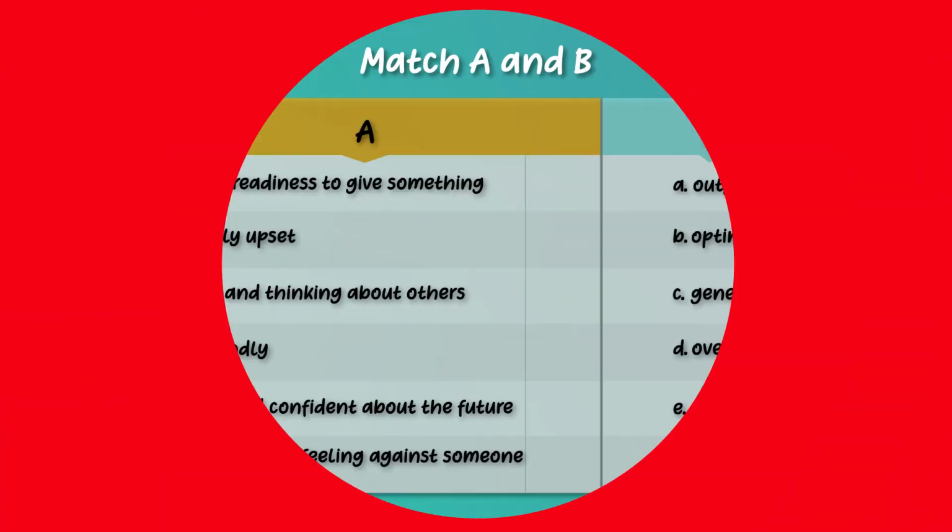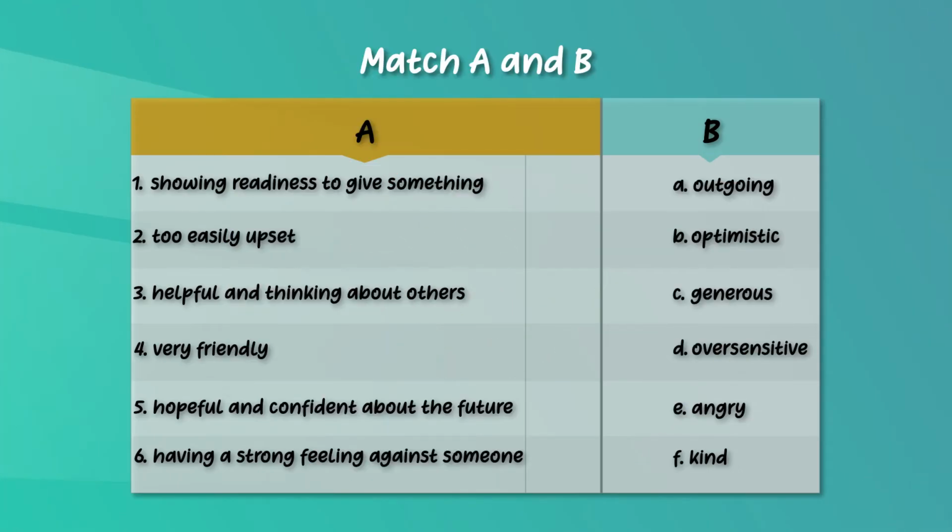Now that you know about adjectives describing the qualities of people, let's do an activity. In this activity, you have two columns, column A and column B. In column A, you have some meanings of adjectives. In column B, you have the adjectives. What you have to do is match A and B. So let's do the first one. We'll read the first one.